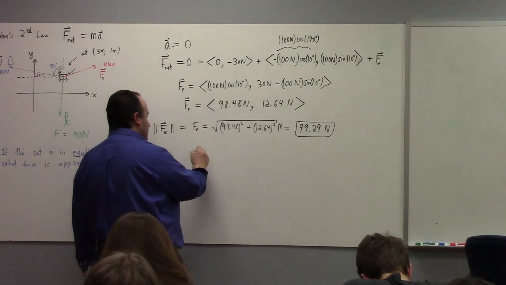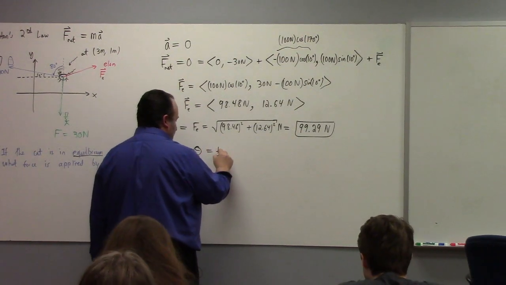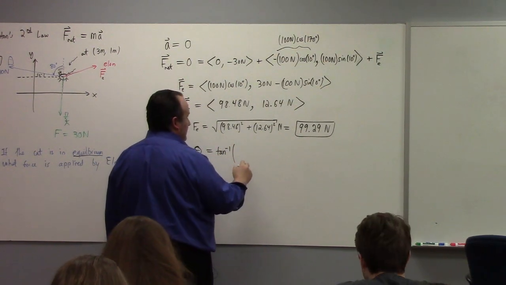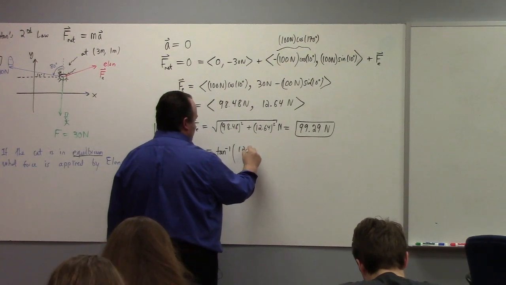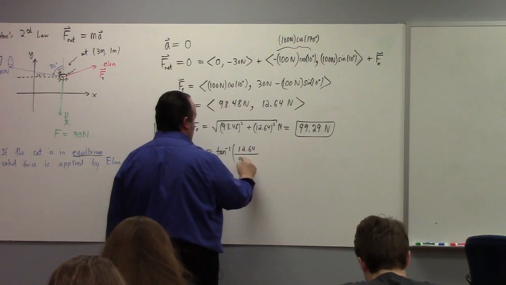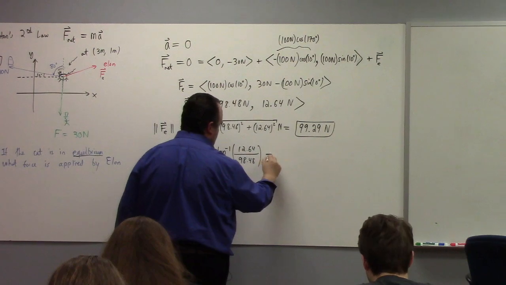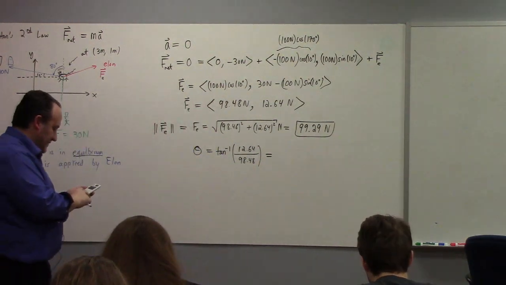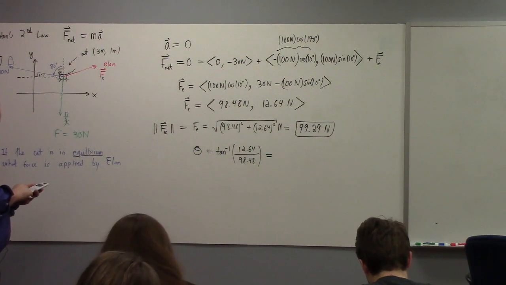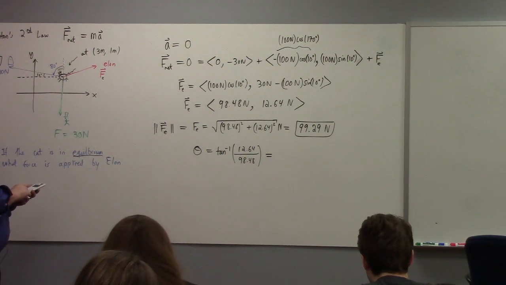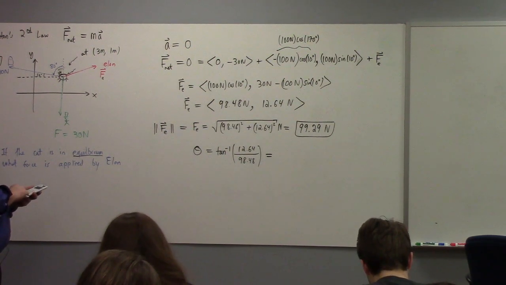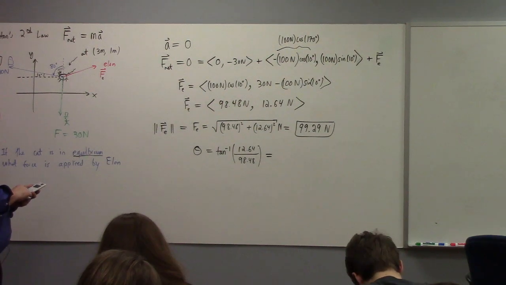Anyway, so the angle is just inverse tangent of y over x in this case because we're in quadrant 1, so it's just that easy. 12.64 divided by 98.48, inverse tangent that thing. Whatever that is, that's your standard angle here. Of course, you can't always just use inverse tangent like this. This is because we're in quadrant 1, we're able to just do this.